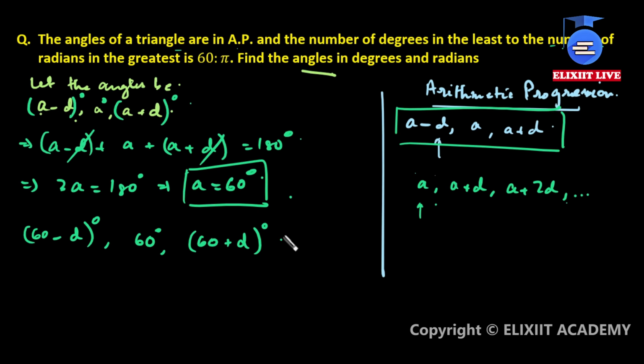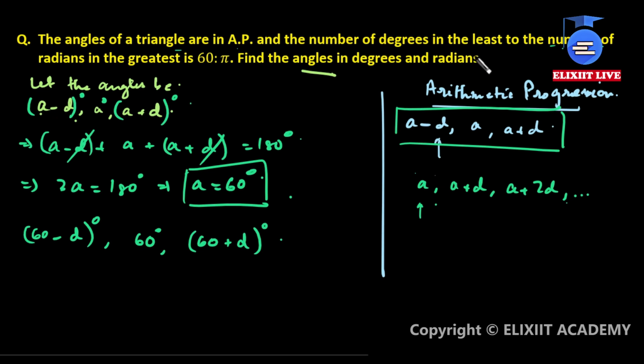In this manner the angles are situated. So now our next target is to find out D. How will I find out the common difference from here? What is the given information? Obviously this is given: the ratio of the number of degrees in the least to the number of radians in the greatest is 60:pi.